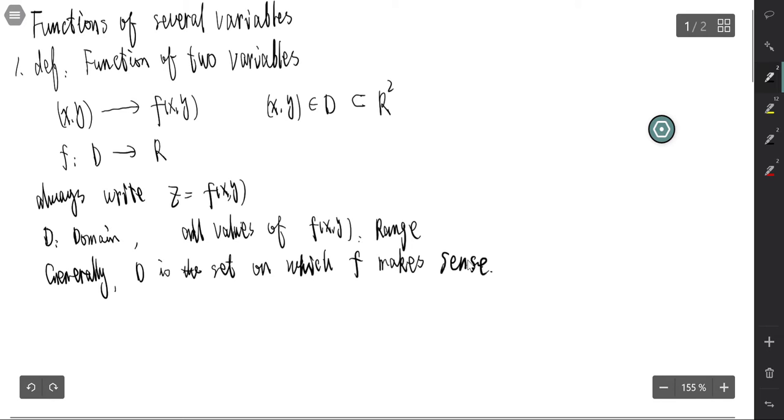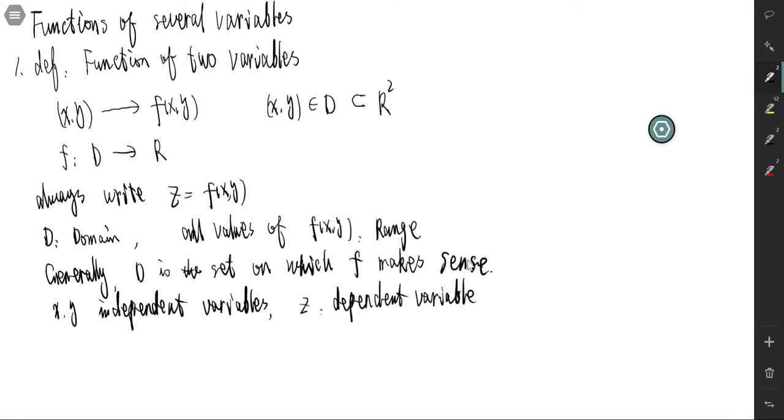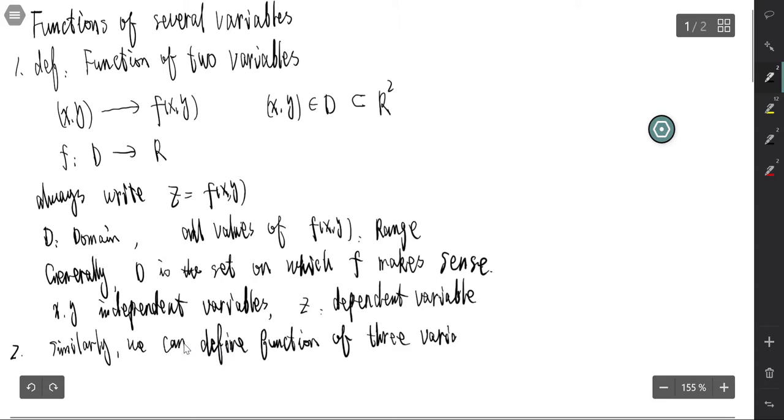And x, y are called the independent variables, and z is called the dependent variable. That's the function of two variables. Similarly, we can define a function of three variables, and functions of multiple variables.